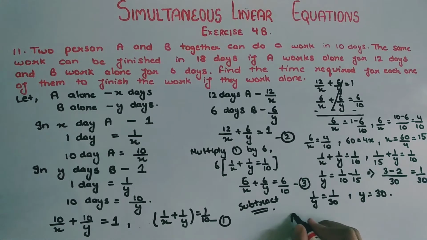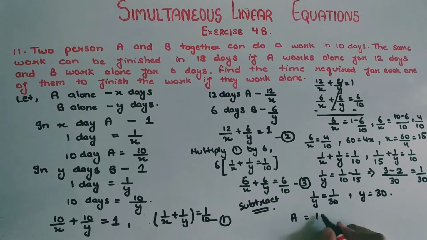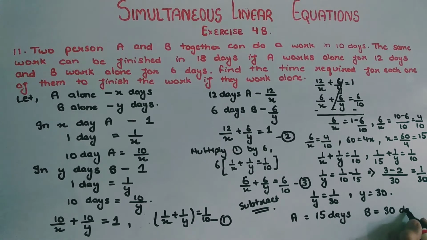Means A alone completes the work in 15 days, that is the value of x, and B alone completes the work in 30 days, that is the value of y.